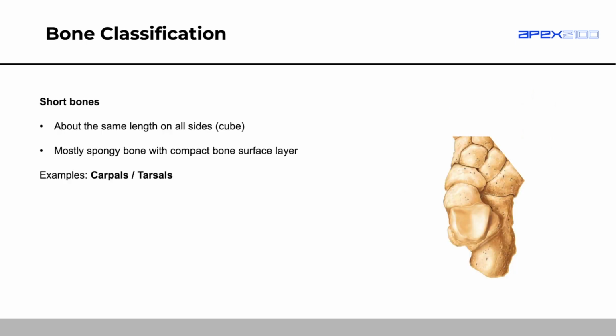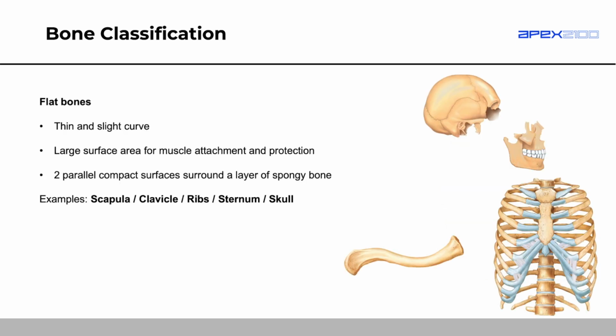All right, short bones. Short bones are shaped like a cube, and they're made mostly of spongy bone, that spiderweb substance, with a compact bone surface layer. So there's compact bone on the outside, but on the inside they're spongy like a little spiderweb. The examples are the carpals and the tarsals. They're the only examples you'll need to know of short bones. Right at the start of your hand, almost in your wrist, we've got our carpal bones. And right at the back of your foot, like your heel bone, is a type of short bone. That's your tarsals. Okay, we've got flat bones as well. Flat bones are thin and slightly curved.